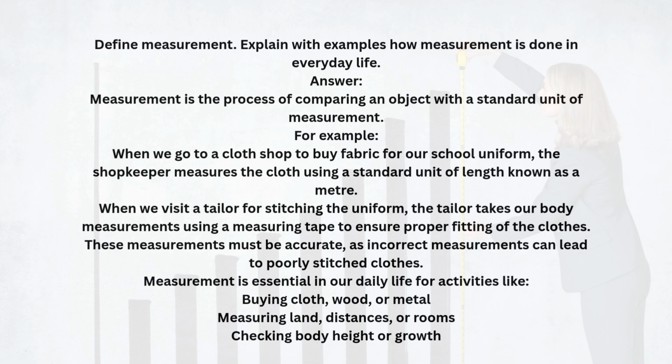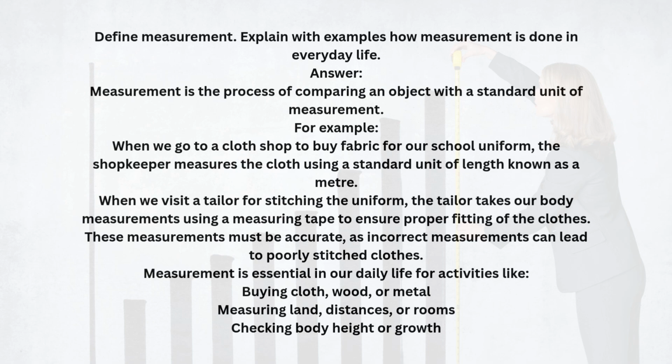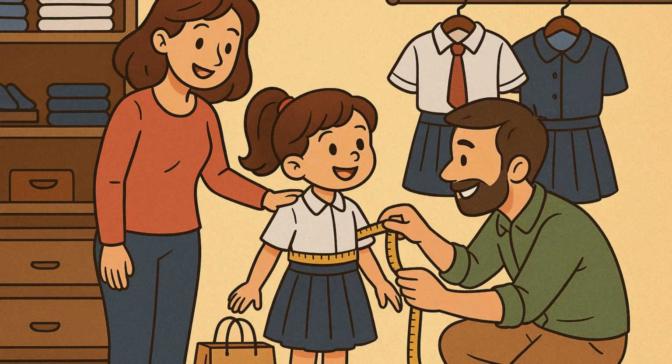Moving further, we'll define what is measurement and why it is necessary in our daily life. So measurement is the process of comparing an object with a standard unit of measurement. When we go to a cloth shop to buy a fabric for our school uniform, the shopkeeper measures the cloth using a standard unit of length, that is meters. And when we visit a tailor for stitching the uniform, the tailor also takes our body measurements using a measuring tape to ensure proper fitting of the clothes.